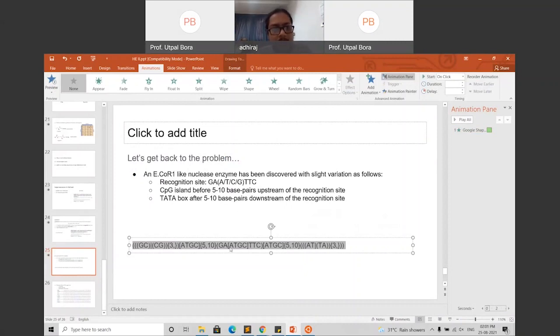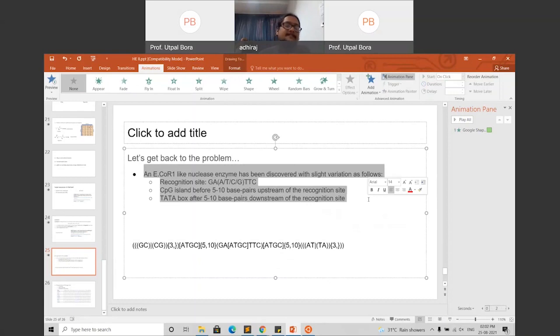So what we need, whenever a gene sequence is entered, is to be able to tell the user if this thing is there or not in their sequence. That's it. If there is a novel endonuclease which has a recognition site like this, with a CpG island before it and a TATA box after it, and you don't have any tool to search for such signatures, how are you going to do it from scratch by your own?